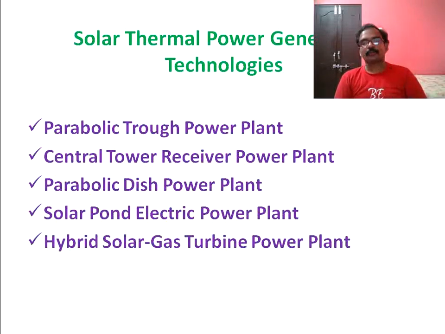The first 4 power plants are based on a Rankine cycle, that is a thermal power plant. The last one, the fifth one, hybrid solar gas turbine power plant, as the name itself says, follows a gas turbine power plant which operates on a cycle called a Brayton cycle. The thermal power plant or a coal-fired power plant works on a principle called Rankine cycle, whereas a gas turbine power plant works on a principle called Brayton cycle, based on which we will discuss these 5 things.